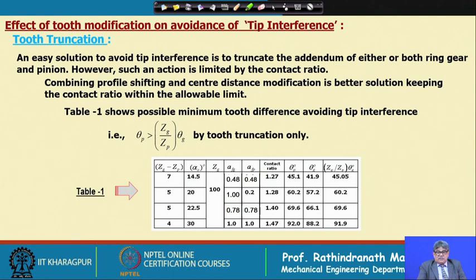1 above 0.8, above standard stub teeth, and contact ratio is 1.47. Perhaps with stub teeth it will come 1.4 or even a little higher, and in that case this is avoided.